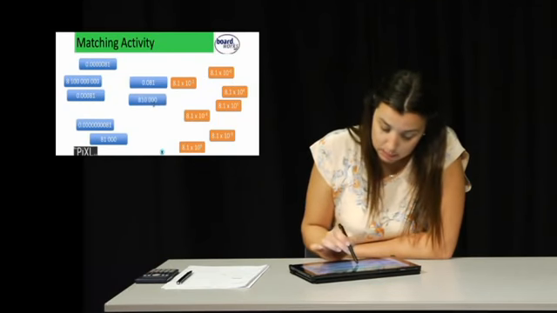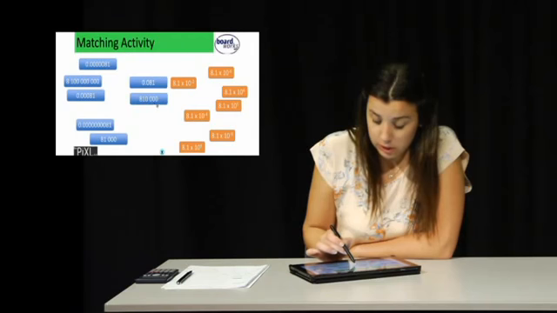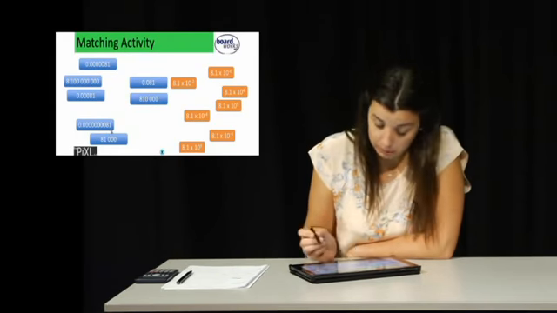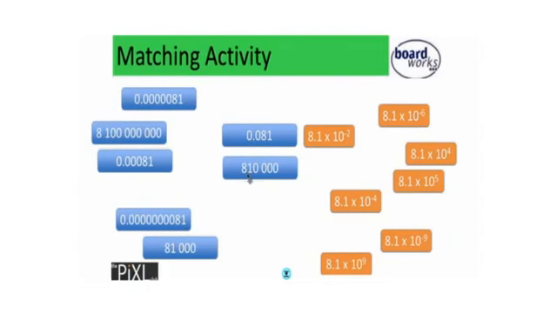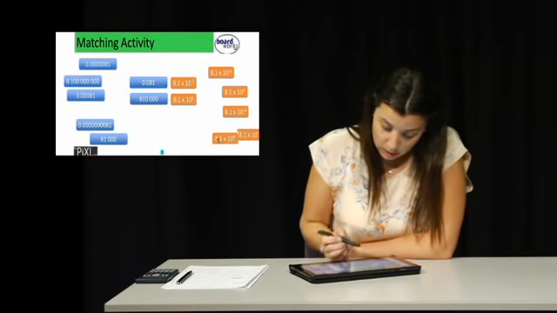The next number, let's take a big number here. 810,000. Positive power we're looking for, it's a big number. Our decimal point starts here and we move 1, 2, 3, 4, 5 places, positive. We're going to have this one here: 8.1 times 10 to the power 5. Let's move these out of the way.